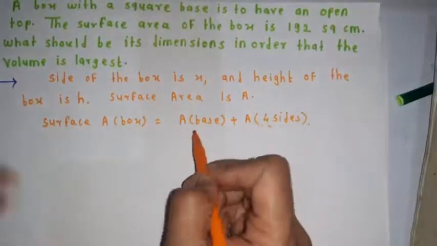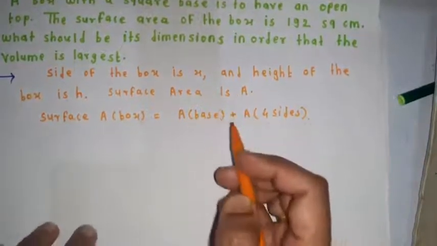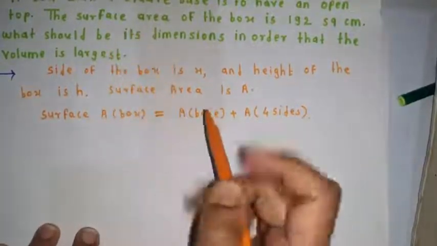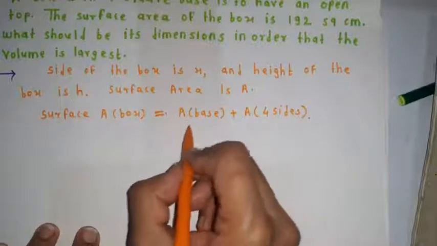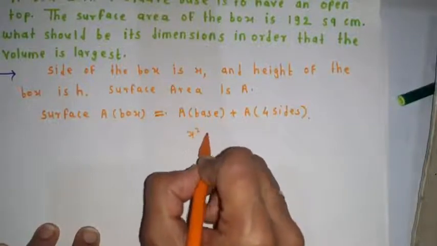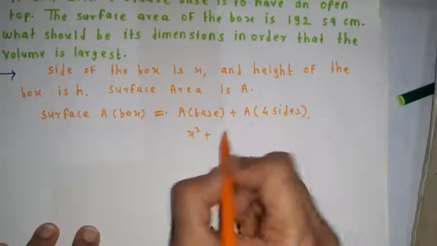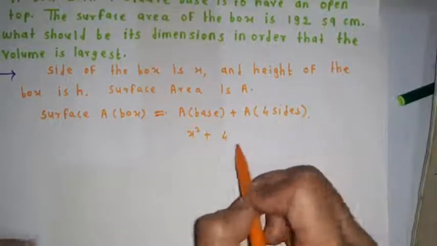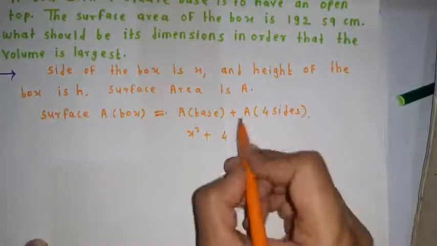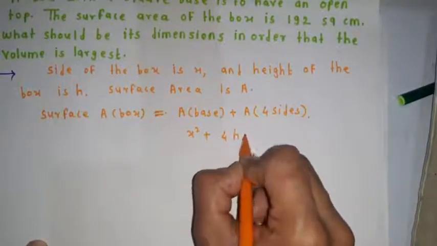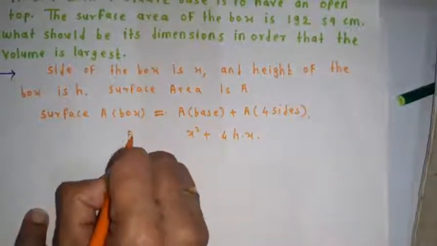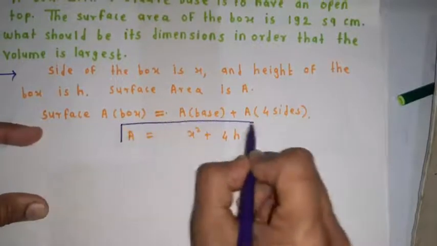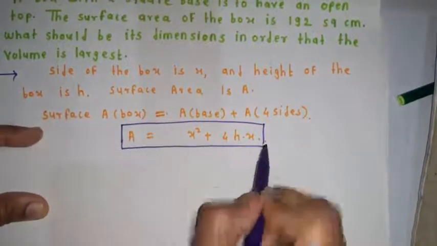So area of base, I have just shown you the box, that is the area of base is square, and that's why its area is x square, plus area of 4 sides, that is 4 into, if h is the height and x is one side, and that is 4 into h into x. This is the area of the box. Surface area of the box is given by this formula.